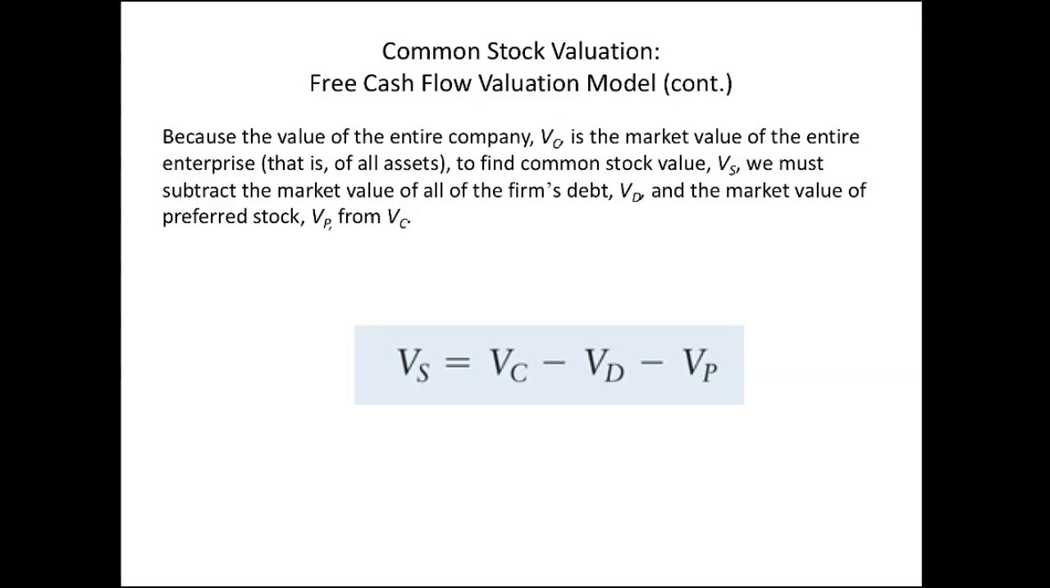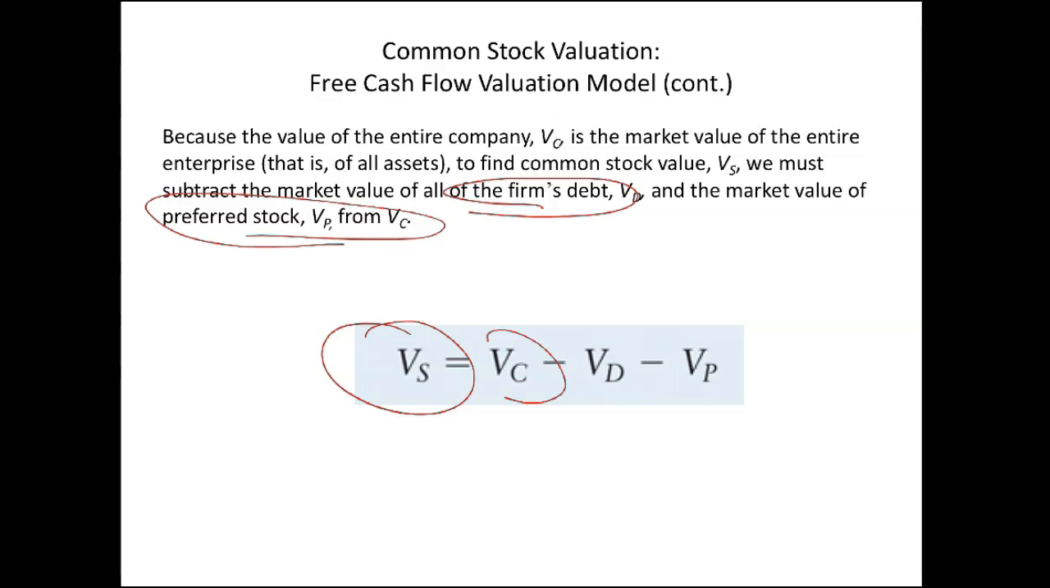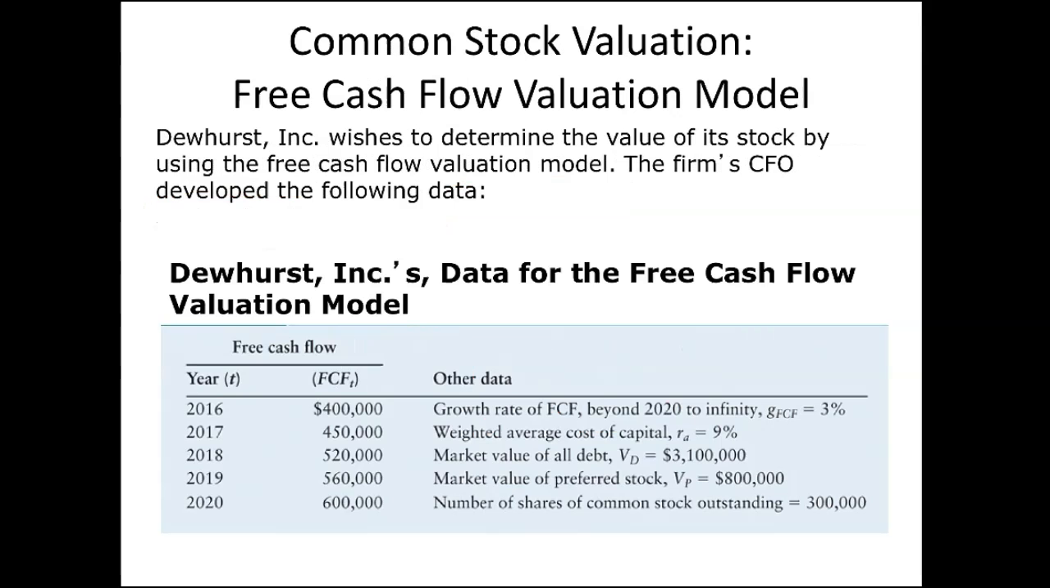Because we're valuing the entire company, we're going to pick up the market value of other assets. So we're going to pick up the market value of the firm's debt, and we're going to pick up the market value of the firm's preferred stock. So to calculate the market value of the firm's equity, we need to take the market value of the entire company and subtract the market value of debt and the market value of preferred stock.